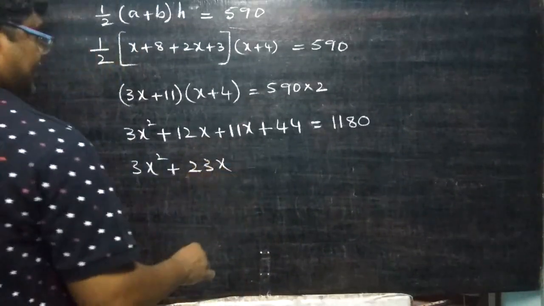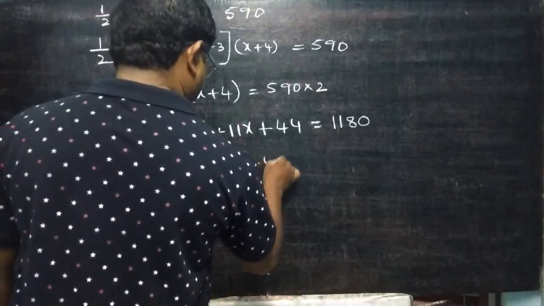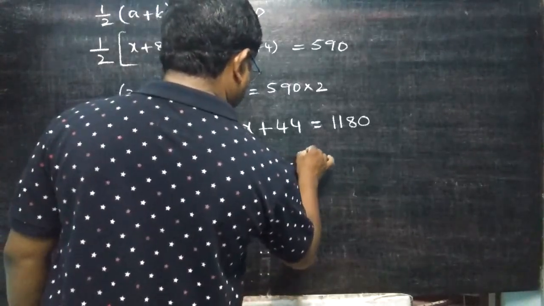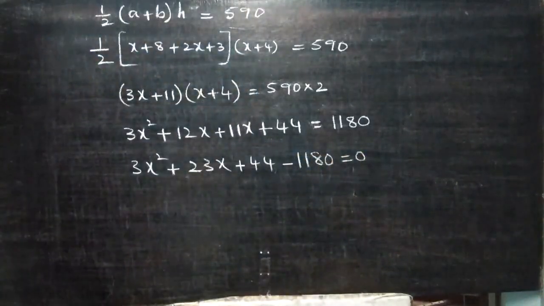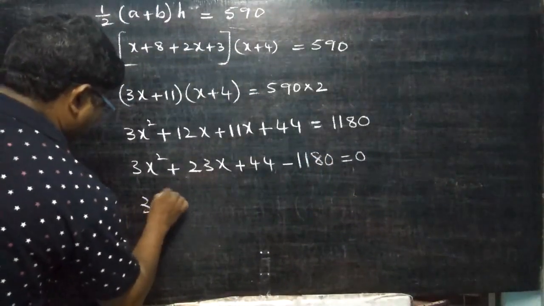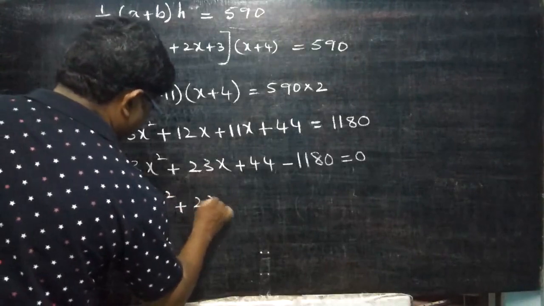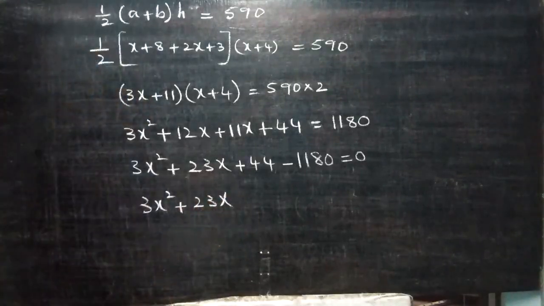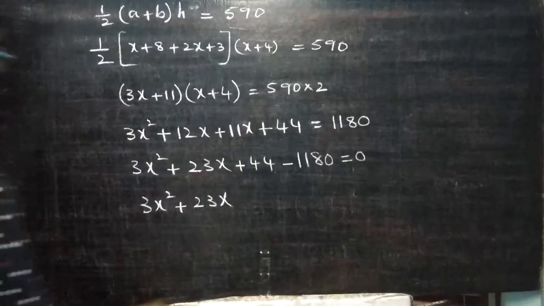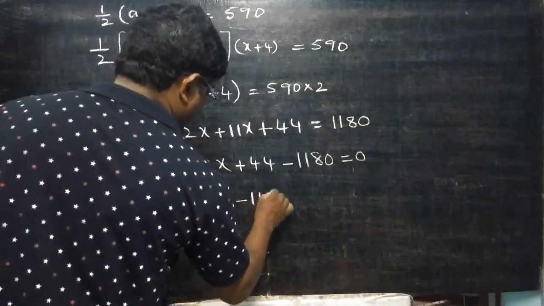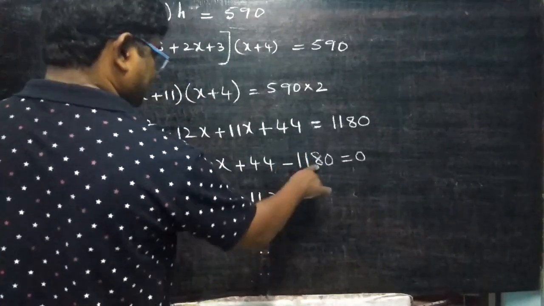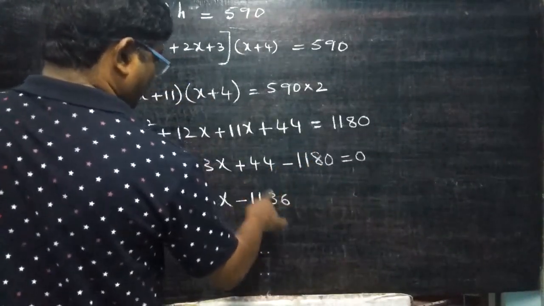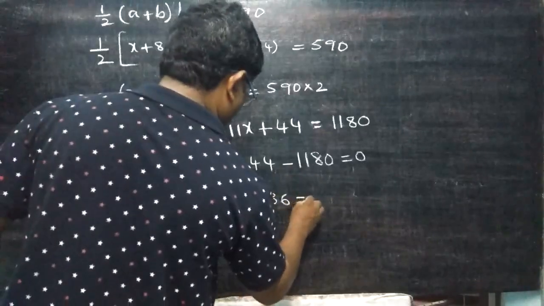23x plus 44 minus 1180 is equal to 0. Solve this one carefully. 3x square plus 23x, subtract, you will get minus 1136 is equal to 0.